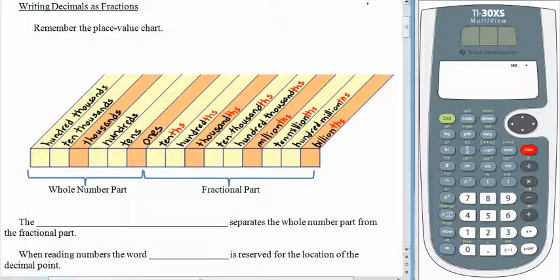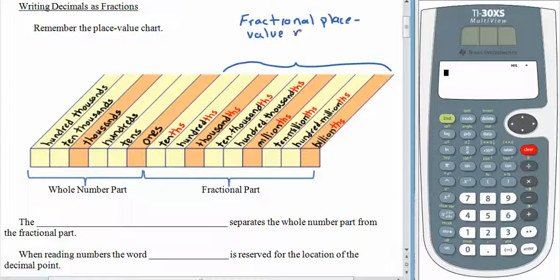All right, here we go. You'll remember that all of these values here represent the fractional place value names. And all of these fractional place value names end with the letters THS. And that's important, and that's why they're in red on this chart.